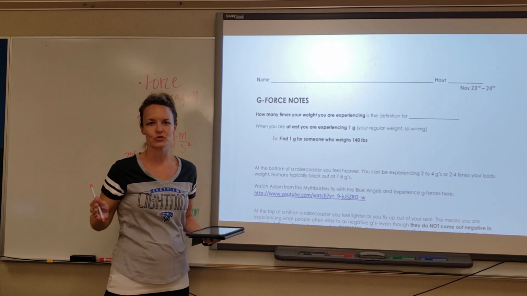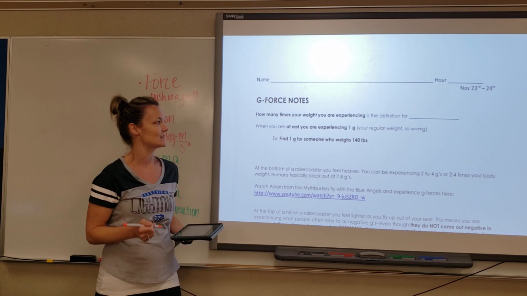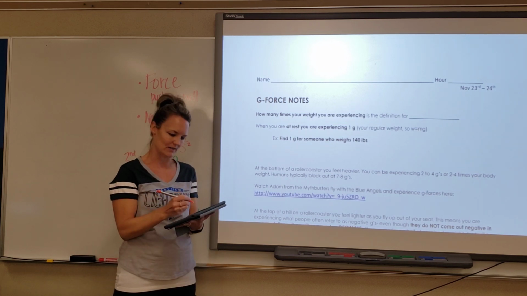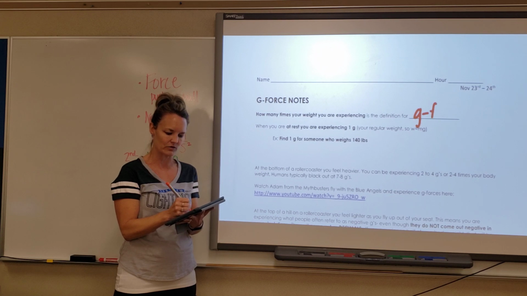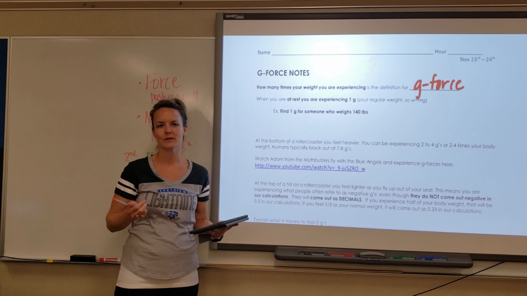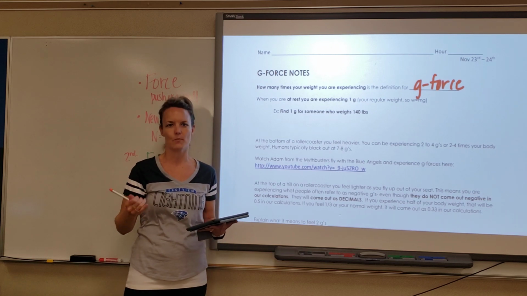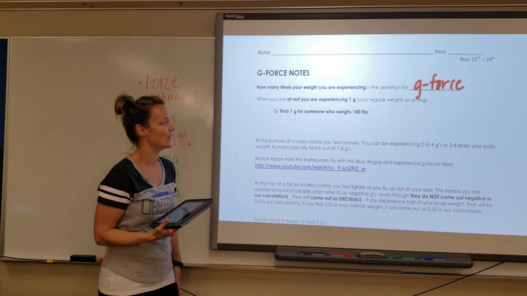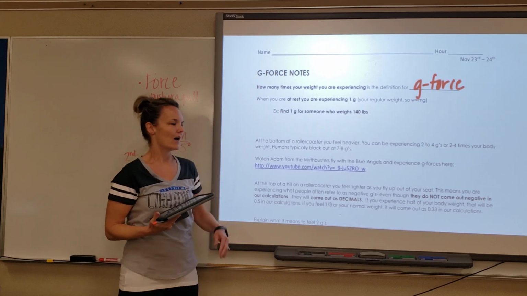We are going to focus our short week on G-forces. A G-force is how many times your weight you're experiencing. So that is its definition. For a G-force, and we just call it the G's, or the number of G's, same thing as a G-force. It is how many times your weight you are experiencing.